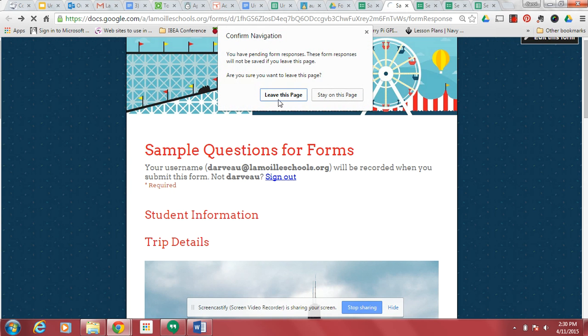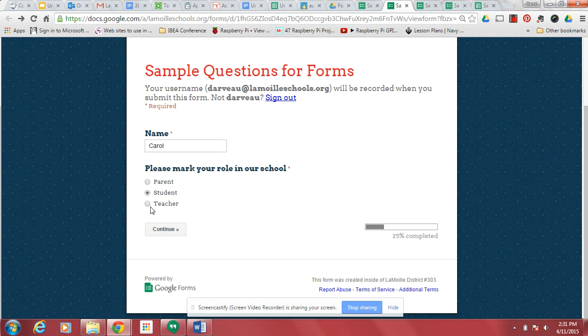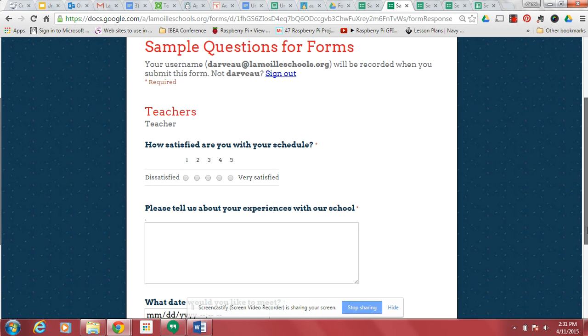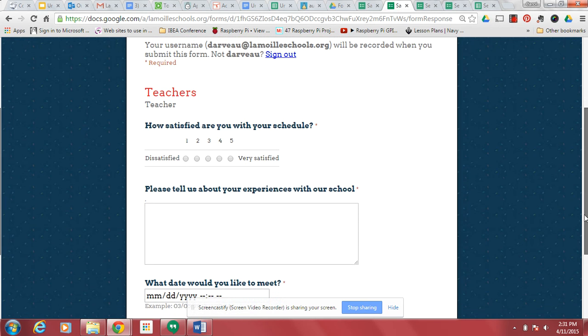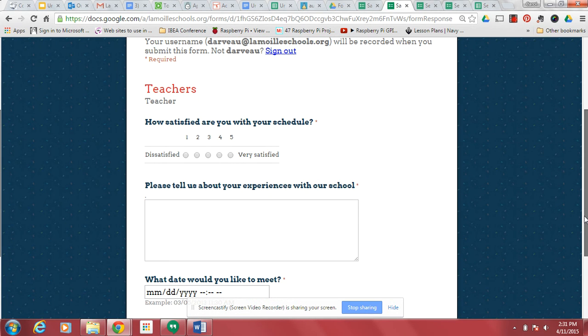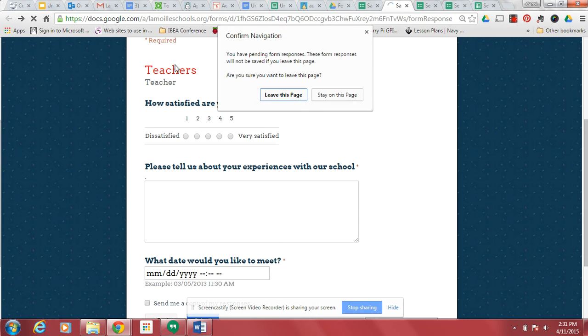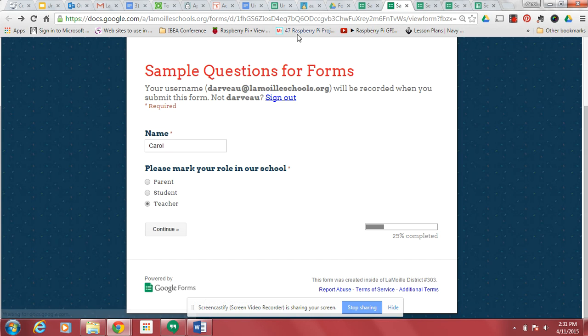Then I also had one page that was for the teacher. So the same form could be used for 3 different groups of people. And I was trying out the different forms of questions. I used the scale for this one, and then also where they could type in a paragraph and a date for setting up a meeting. So I really like the way that one worked too.